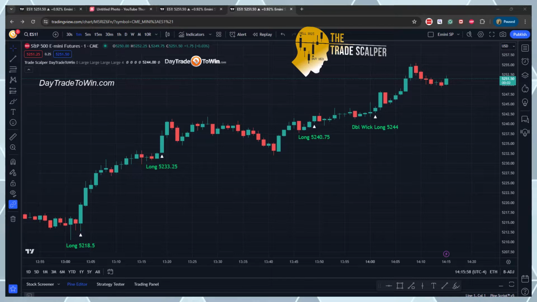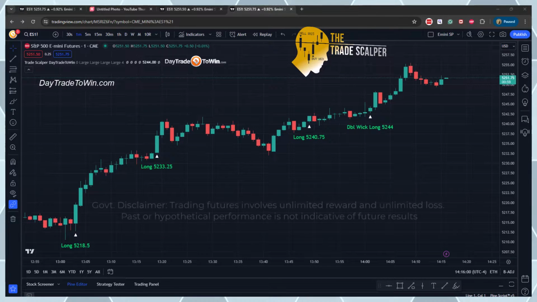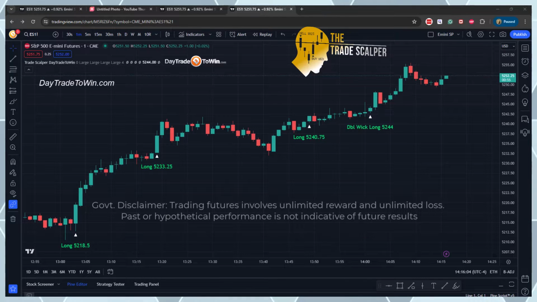I'm going to show you the signals and explain where you enter and specifically how to manage the trades. Before we begin, remember that trading is risky. Please don't trade with funds you cannot afford to lose. There are risks involved with trading.